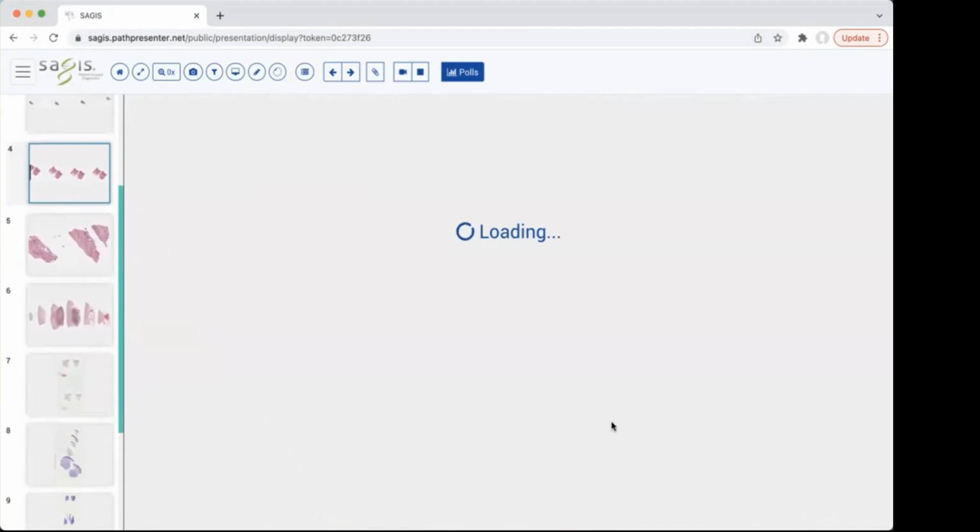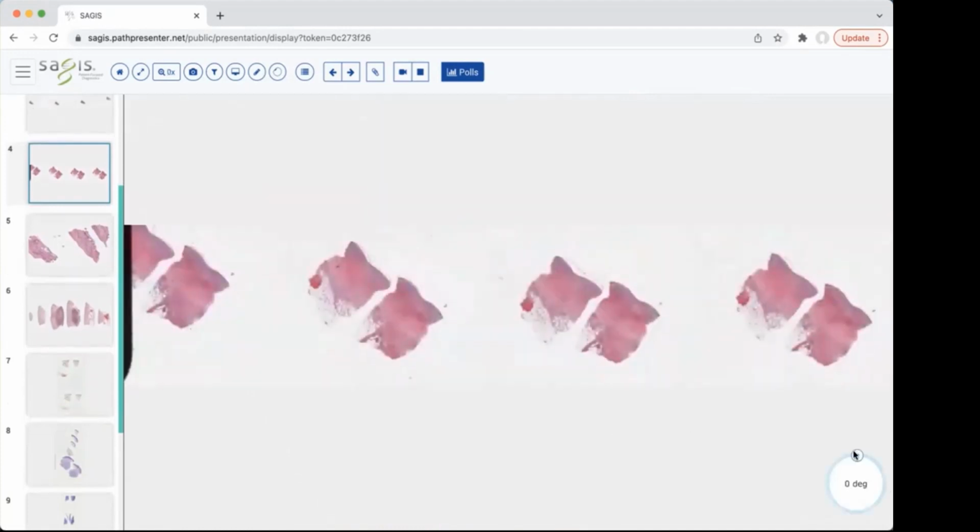Just a minute for this next one to load here. Okay.